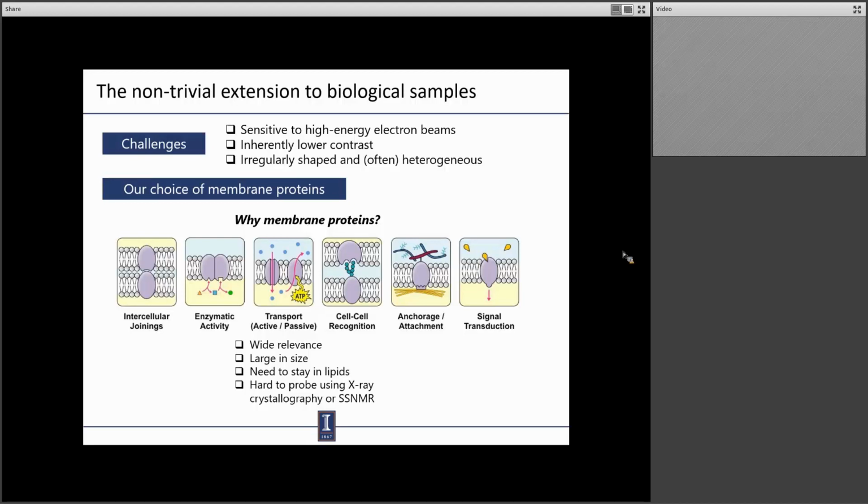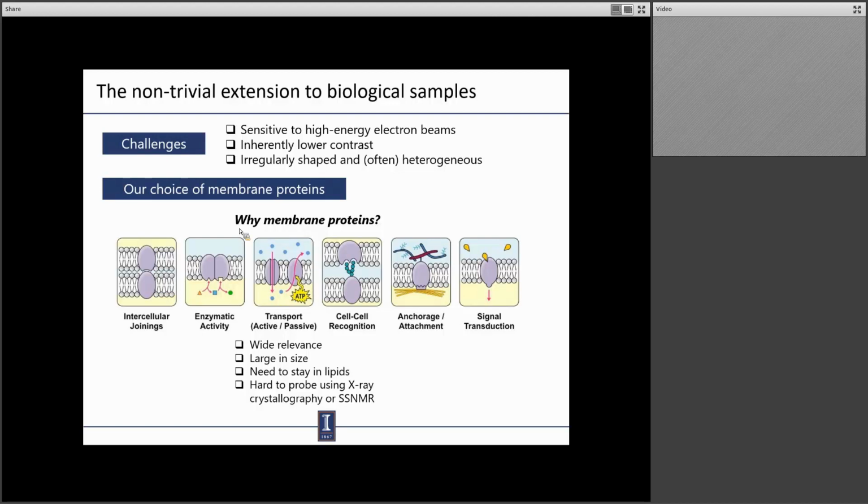So as a first step towards the dream, we choose to focus on membrane proteins, proteins that are positioned and function adjacent to or across a cellular membrane. Those membrane proteins are widely relevant, critical to govern information and mass flow across cellular membranes, and serve as more than 1/3 of disease targets. They are very large in size, so good to have sufficient TEM contrast. They need to stay in lipids.